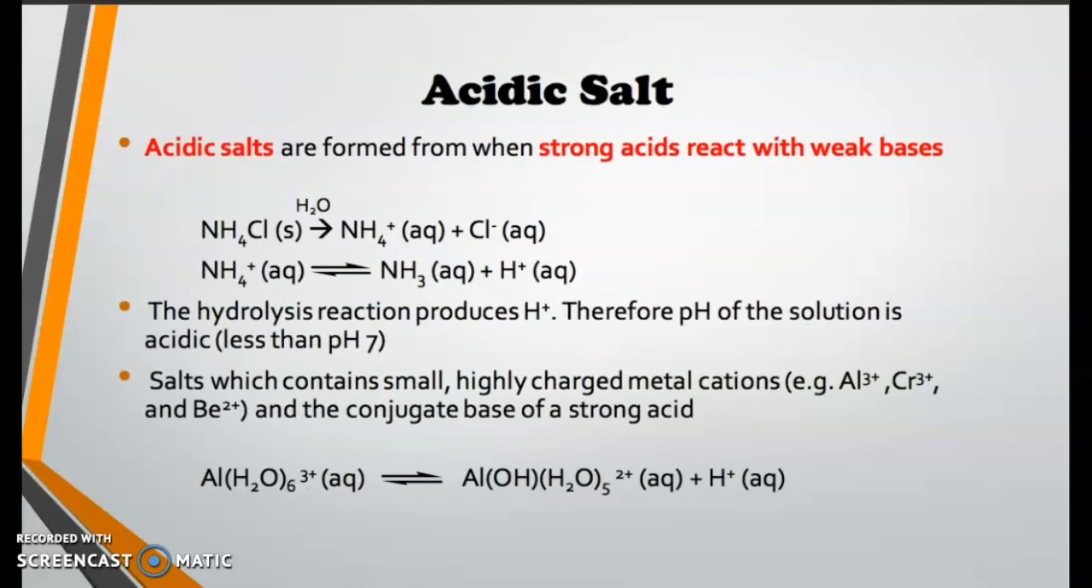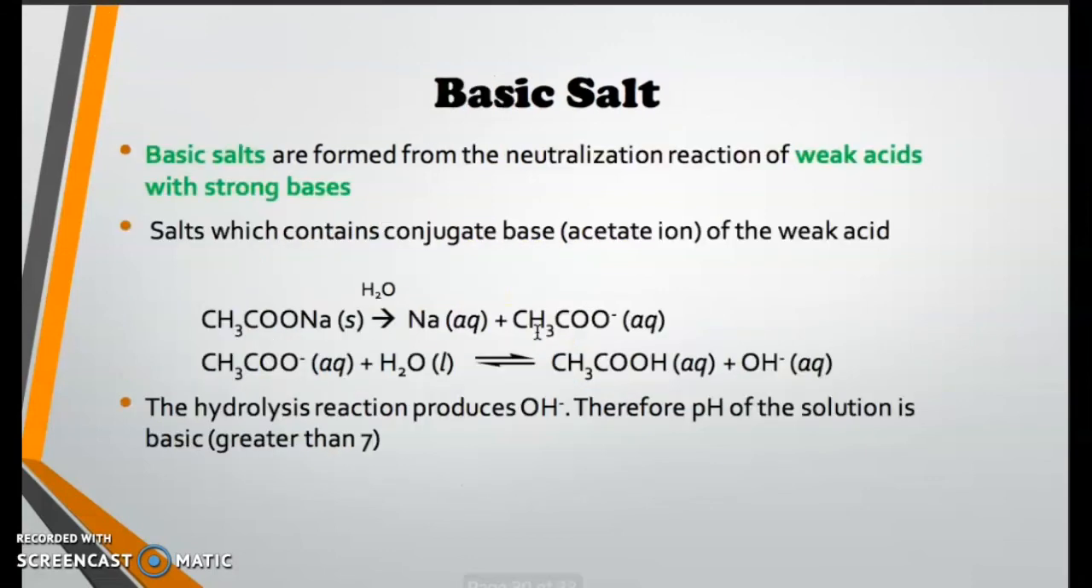Acidic salt forms when a strong acid reacts with a weak base. The hydrolysis reaction produces the hydrogen ion. For basic salt, it is the neutralization reaction of a weak acid with a strong base. The salt contains the conjugate base of the weak acid, and the hydrolysis reaction produces hydroxide ion.